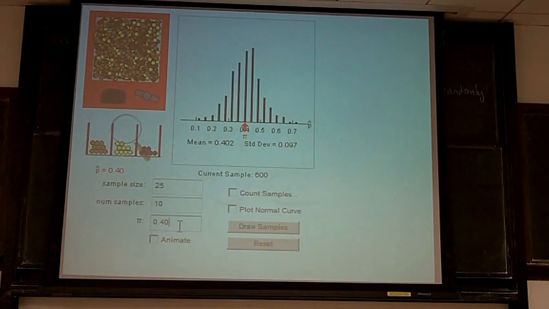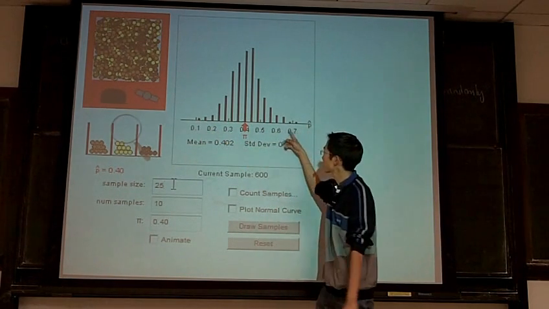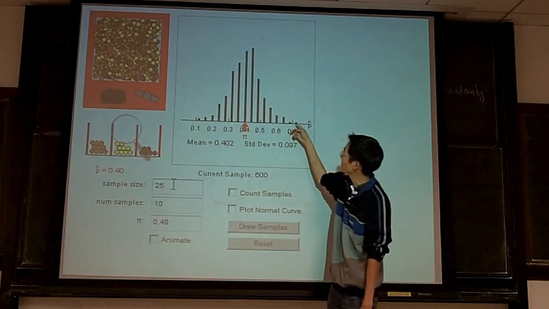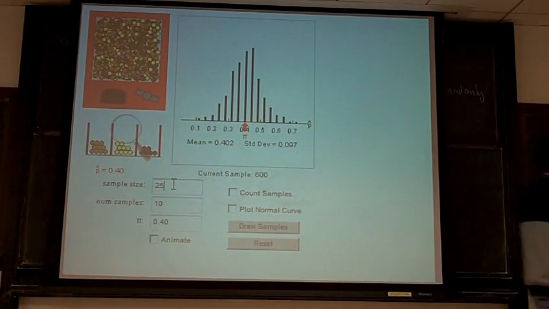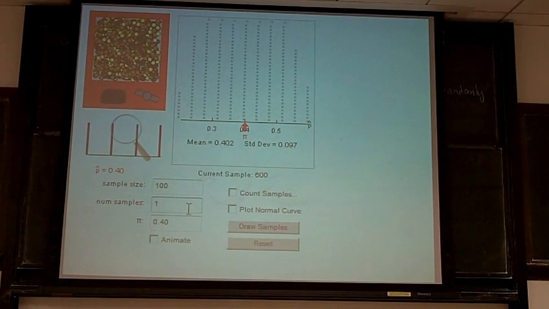And we can try different sample sizes. So notice the scale goes from 0.1 to 0.7, and we really only observe samples that go from 12% to 72%, and most are between 30 and 50%. Let's say instead of drawing 25 at a time, I draw 100 at a time. So let me just do one.